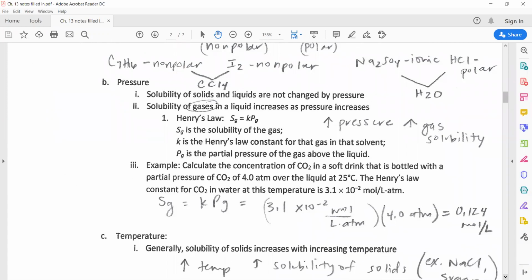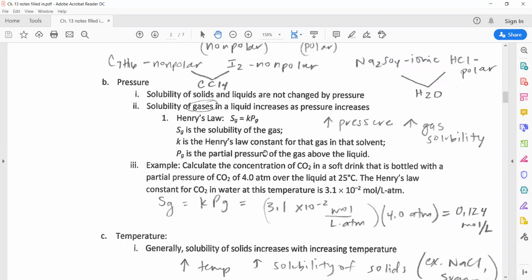So for example, if you have sweet tea, you're not concerned whether someone puts the top on really well because it's not going to affect the sugar being dissolved. It has nothing to do with pressure. Whereas if you have a soda, you're going to want the top put on well because there's a gas dissolved. The carbon dioxide dissolved in the drink needs pressure in order to remain dissolved. So the trend for gases is that increased pressure above the solution will increase gas solubility.